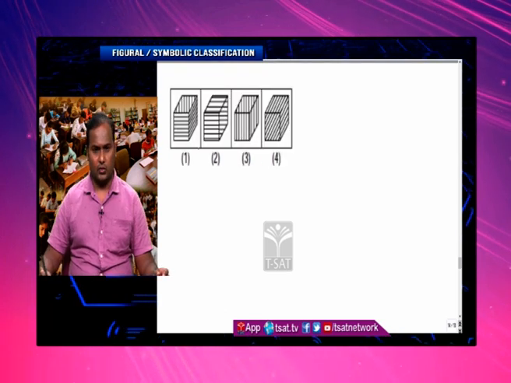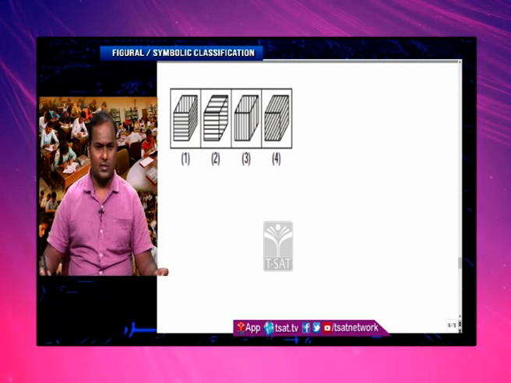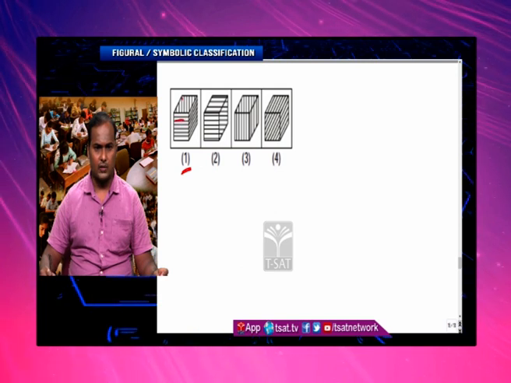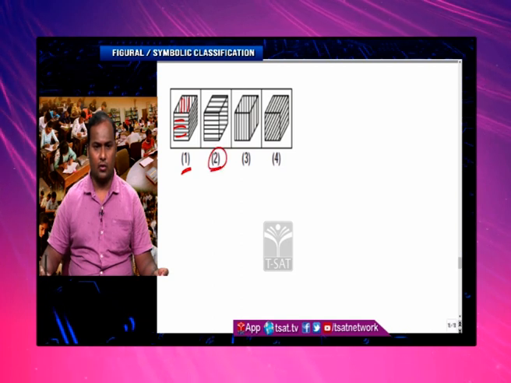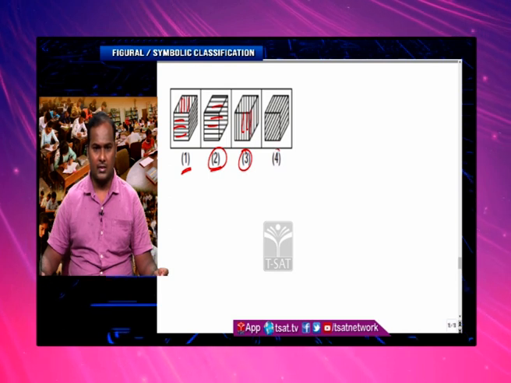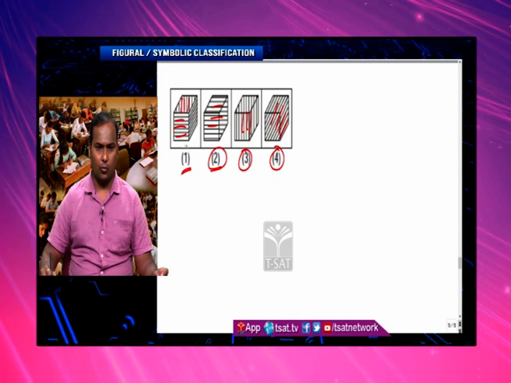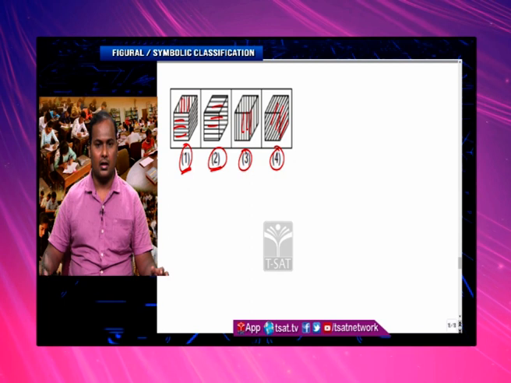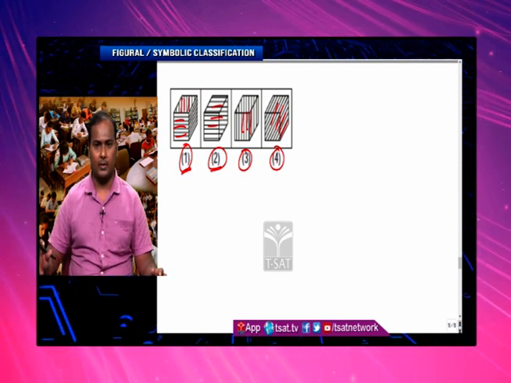In this particular question, the common criterion is based upon lines. If you see figure 1, both horizontal as well as vertical lines are given, whereas in question 2 only horizontal lines, in 3 only vertical lines, and in 4 also only one type of lines. So only figure 1 has both vertical as well as horizontal lines, and the remaining 3 have a common character, that is having only a single type of lines.